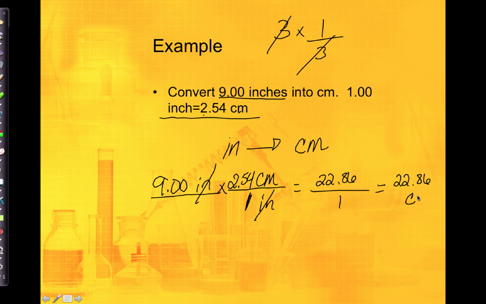And then you're left with centimeters. Do not forget units ever. You'll get points taken off for that. Okay? So always make sure you're writing units. Do not leave naked numbers out.